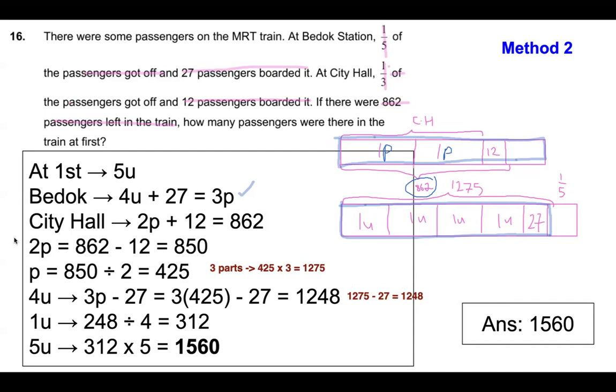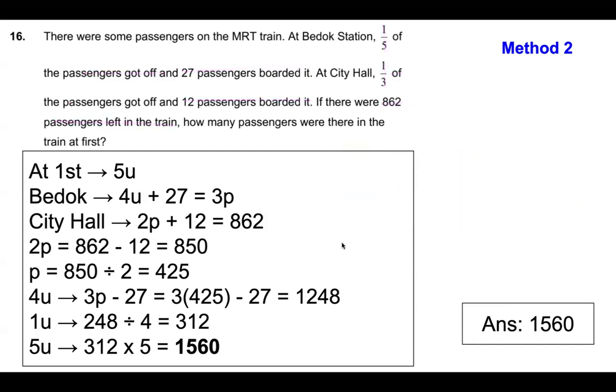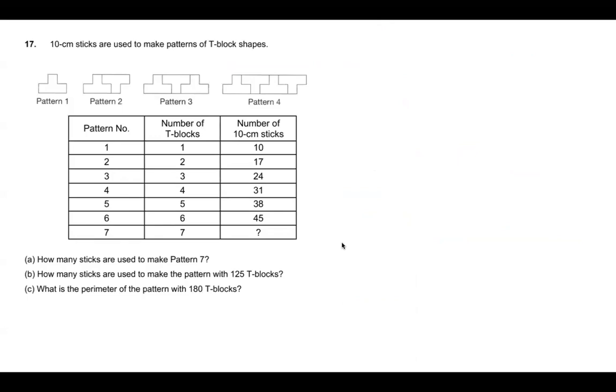So let's move on to question number 17. Okay, question 17. 10 centimeter sticks are used to make patterns of T block shapes. So you can see here, the first pattern, we have 1 block, but how many 10 cm sticks do you use? You will need 10. 1, 2, 3, 4, 5, 6, 7, 8, 9, 10.